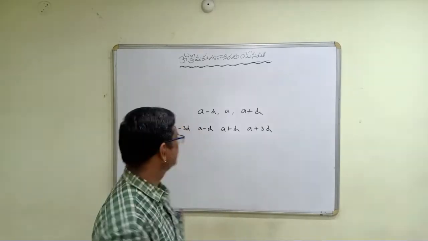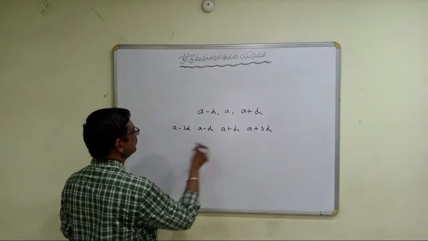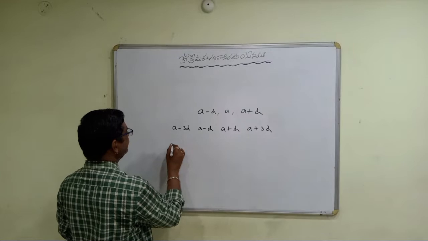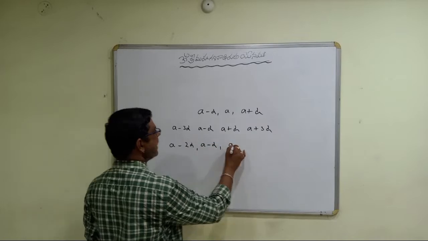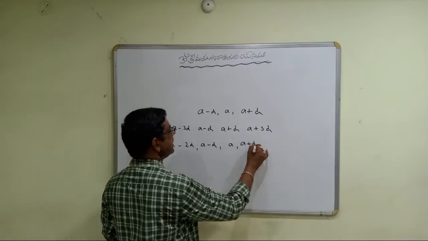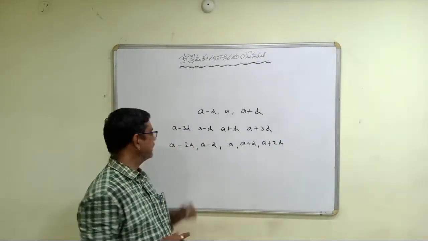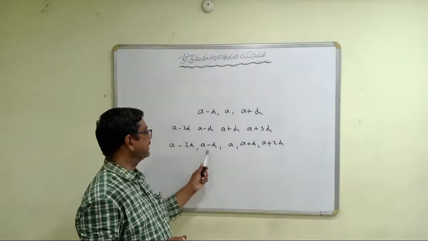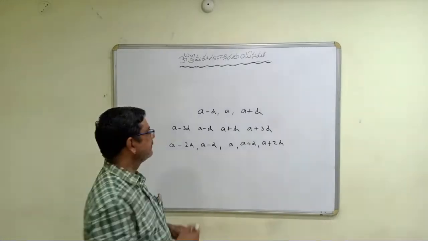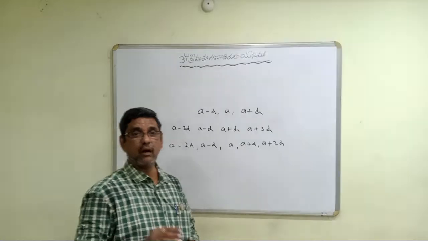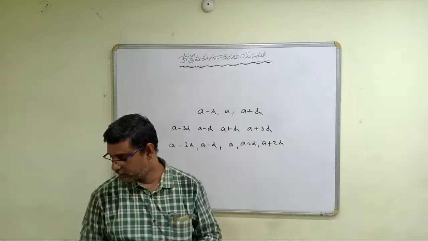See here. If it is five terms, in what way do we have to take? a minus 2d, a minus d, a, a plus d, a plus 2d. In this way, we can take if the problems are asked on five terms in an AP.